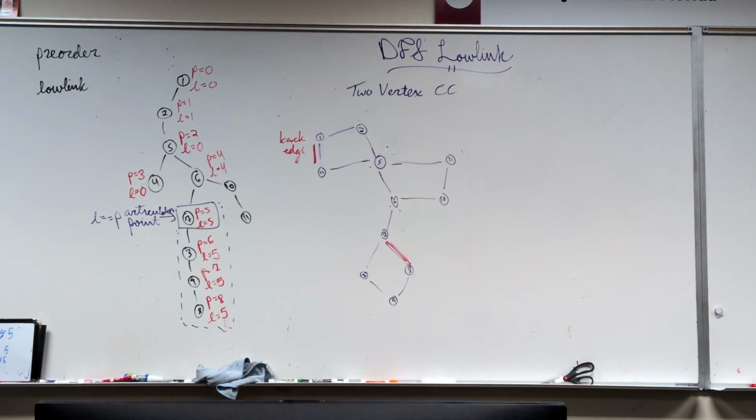So because we have reached a spot where our low link is equal to our pre-order, that means we are at an articulation point.